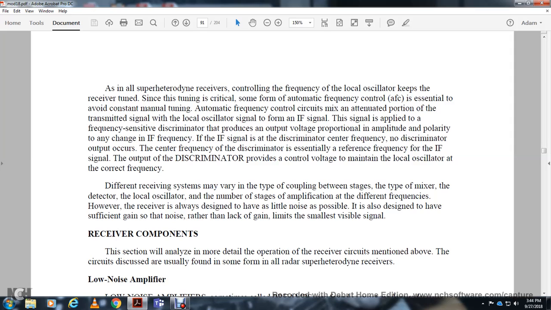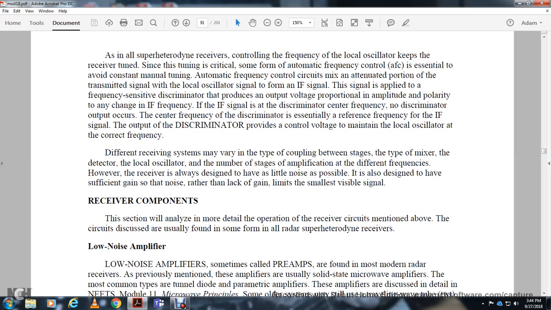Direct receiver systems may vary in the type of coupling between the stages, the type of mixer, and the local oscillator. However, the receiver is always designed to have as little noise as possible and sufficient gain. The noise and the lack of gain limit the smallest visible signal.